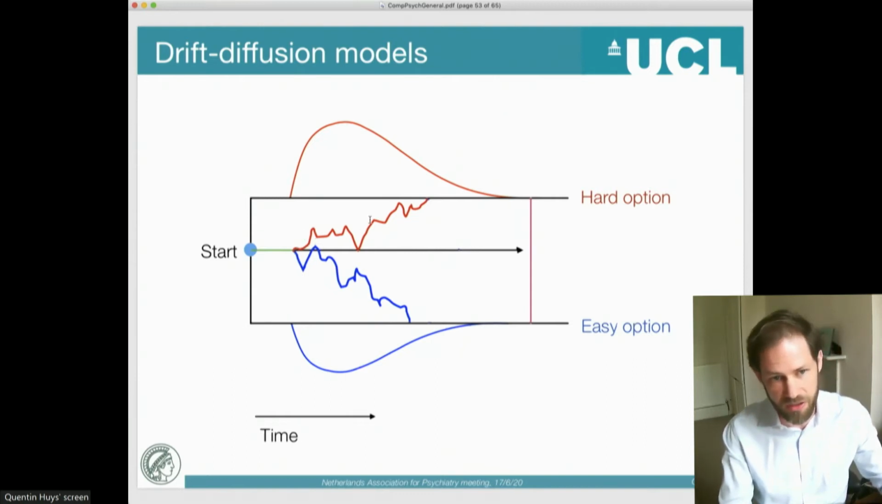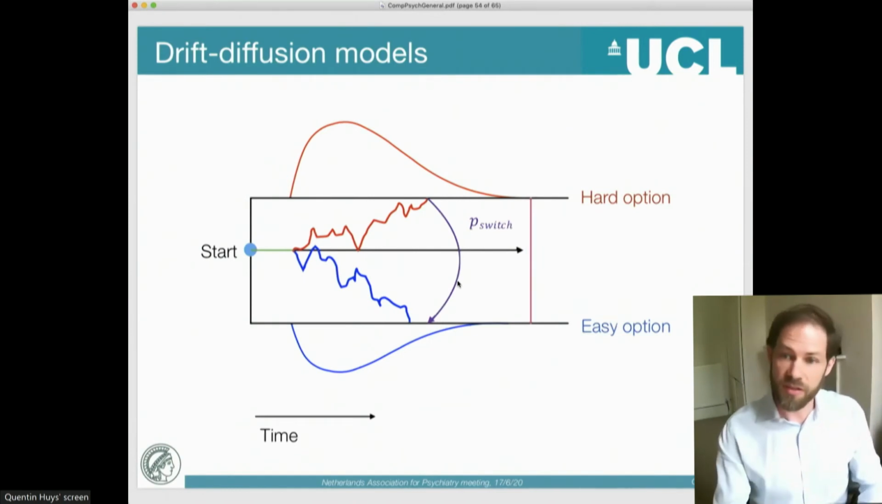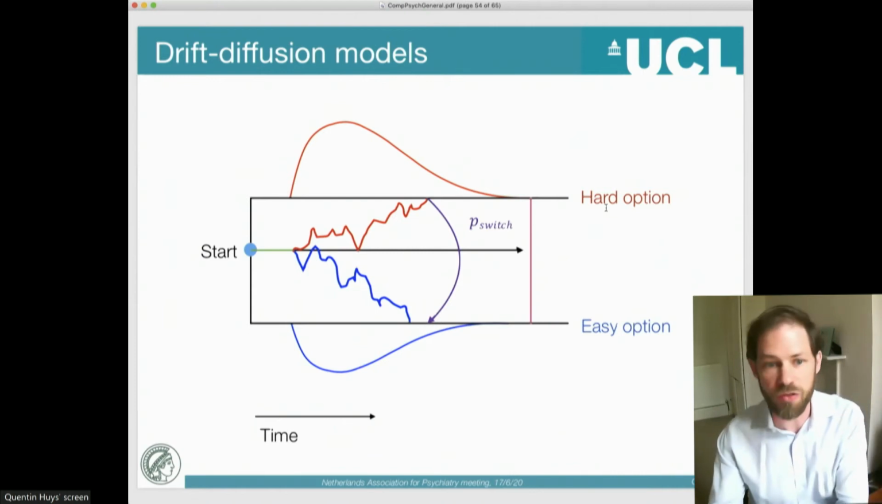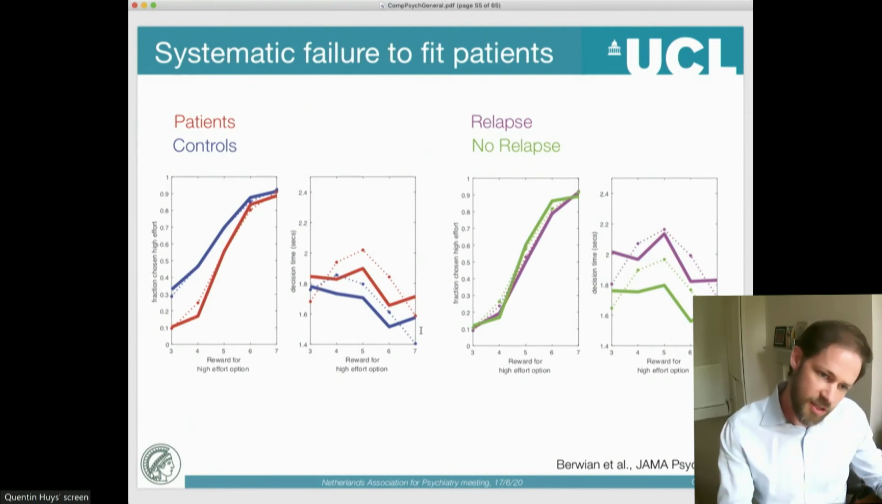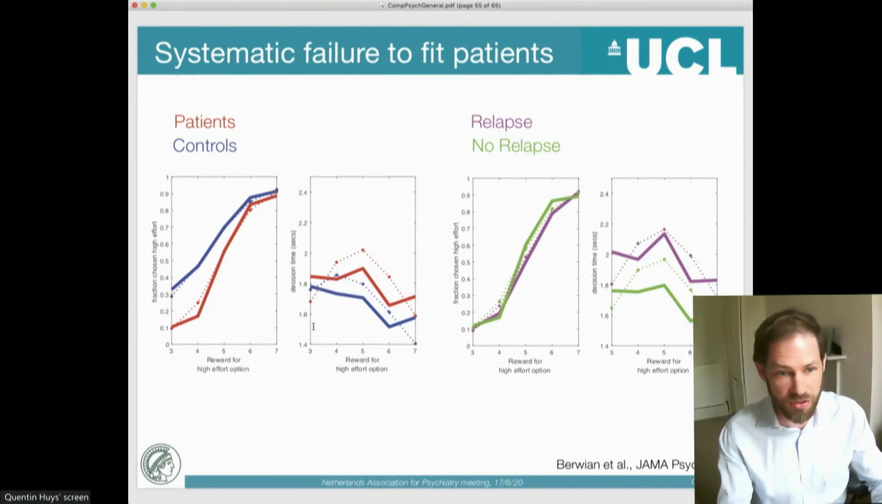So here, for instance, you might slowly accumulate evidence for the harder option and a bit faster for this easy option. It turns out that when we fit these models to the data, we have to incorporate this additional process whereby it seems like when patients with depression make a decision to go for the hard option, they have a double take, change their mind, and still go for the easy option. Here in red solid I show the data, and in the dotted line I show the basic model without the switch process. We cannot capture the pattern of decision times in the data without it, whereas if we include this switch, we can capture the pattern.